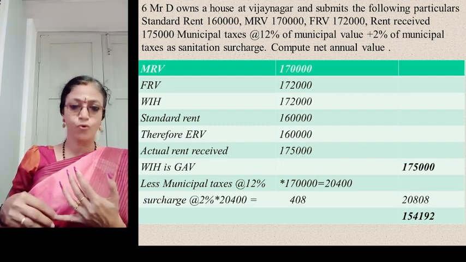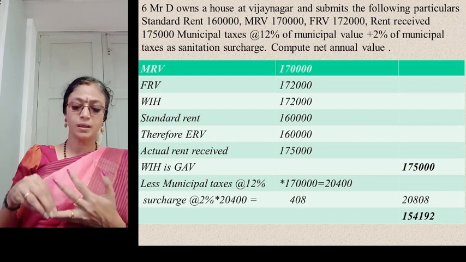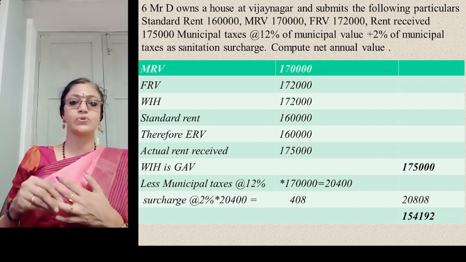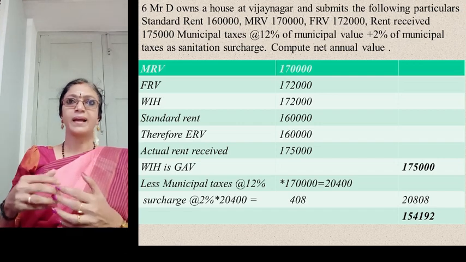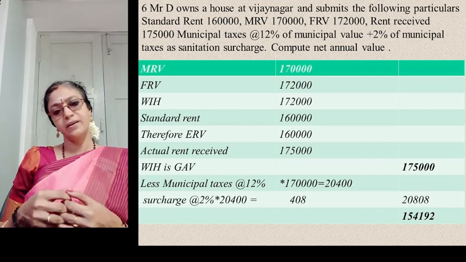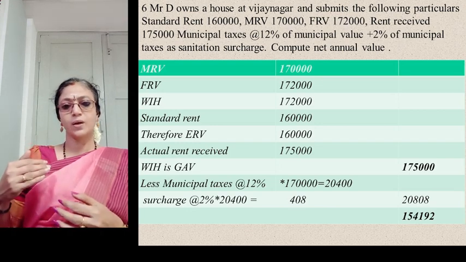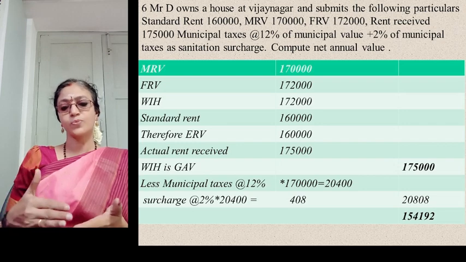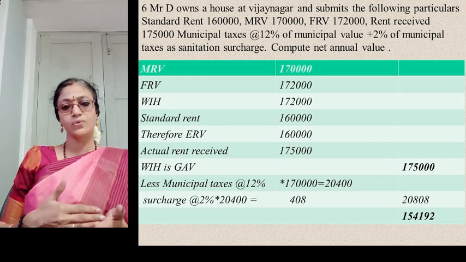So from the gross annual value of 1,75,000, you will claim municipal taxes paid to the extent of 20,400 and you will also claim a surcharge of 2% on 20,400, which is 408 rupees, and therefore the total deduction would be 20,808. So 1,75,000 minus 20,808, your income from house property becomes 1,54,192.